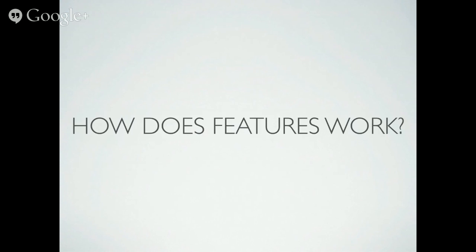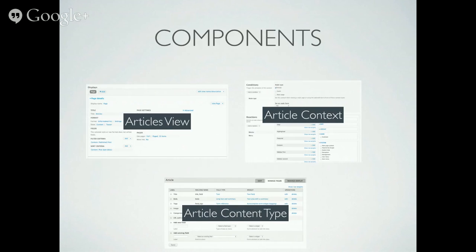So how does features work? Features, as I said, allows you to take components and turn them into this special kind of module called a feature. So if you have a website that has articles on it, then you might end up with a view to display the articles and a context to determine the layout of article pages, as well as your article content type.